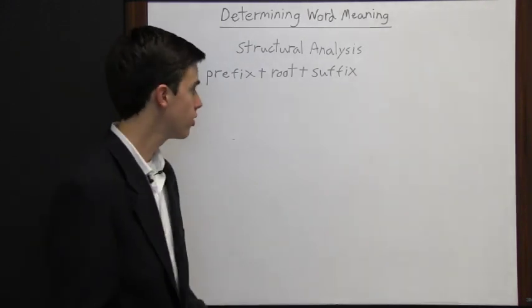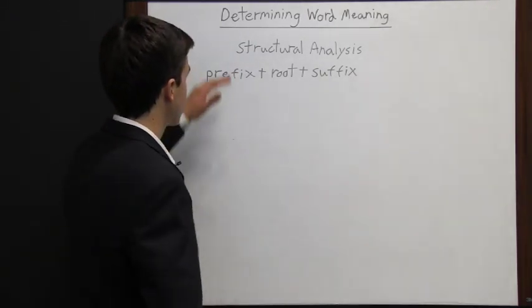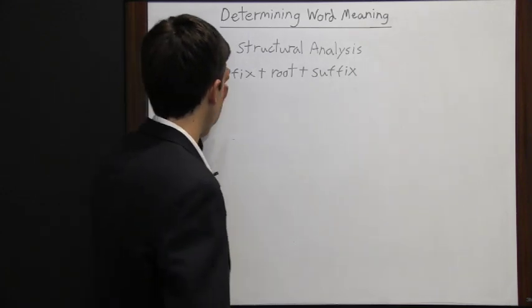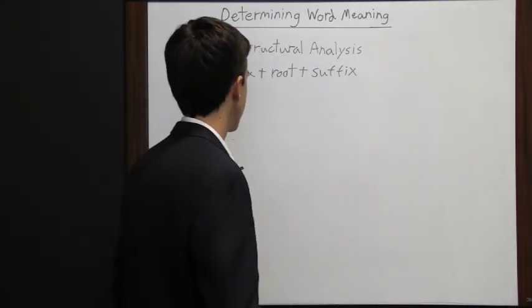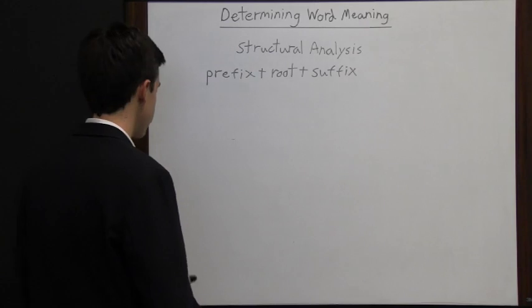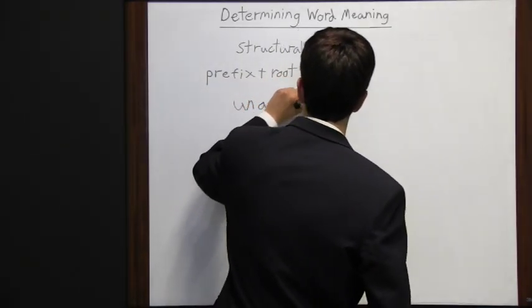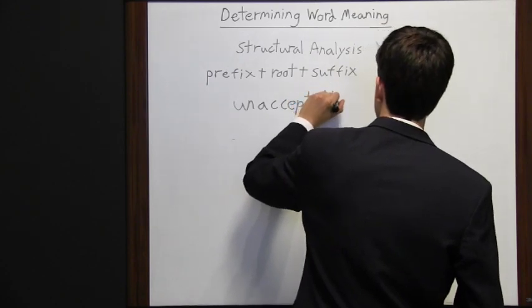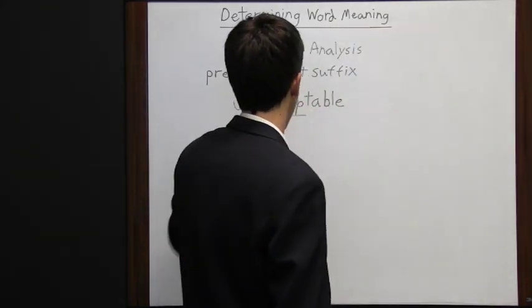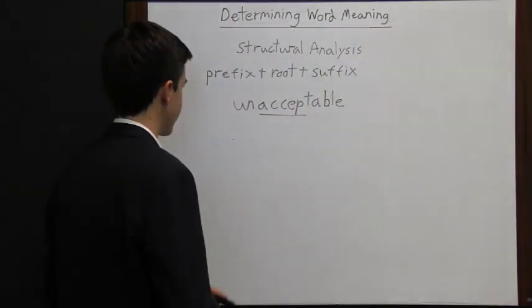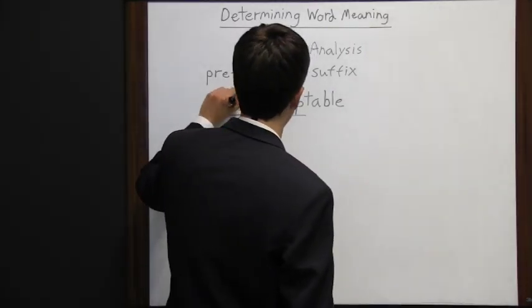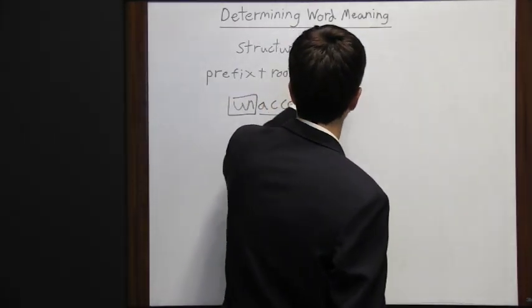word. So one way to determine word meaning is structural analysis, and that's by looking at the prefix, the root, and the suffix, all of a word. So take the word unacceptable, for example. Here you have the root word, accept, because that can be a word in itself. And then here you have the prefix, un, and the suffix, able.